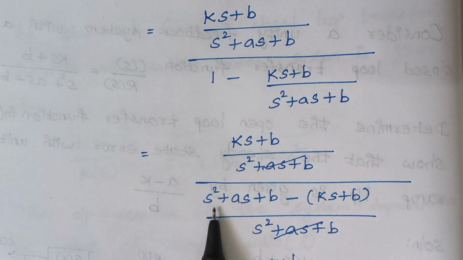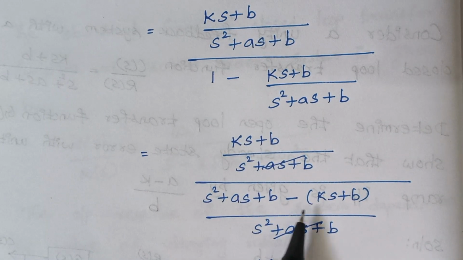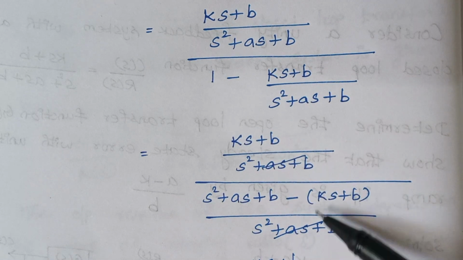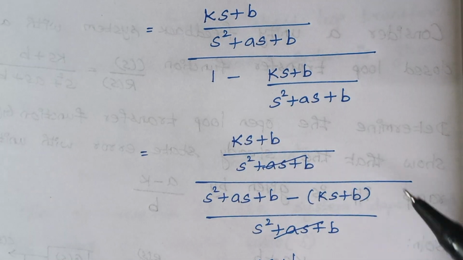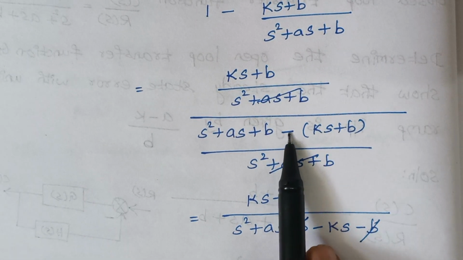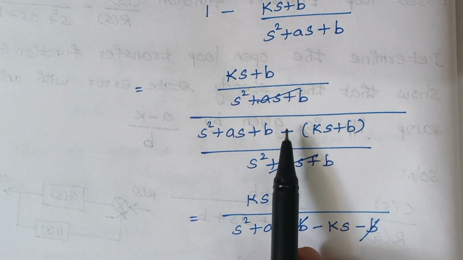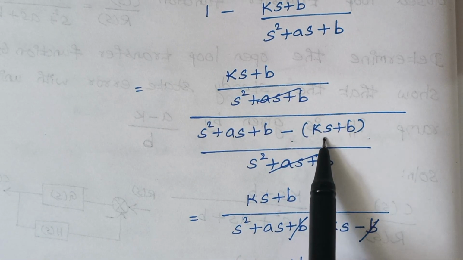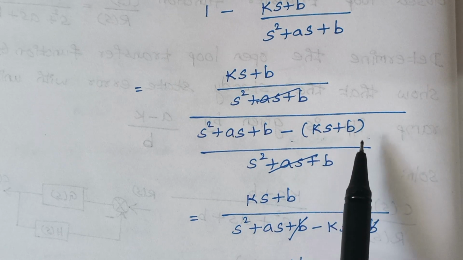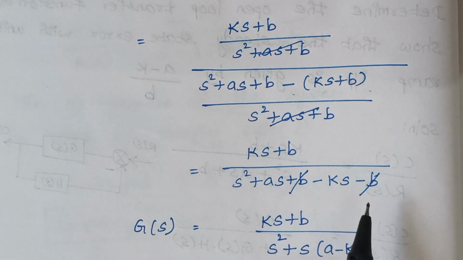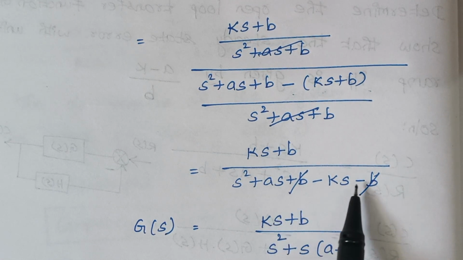So here I am having s square plus as plus b minus of ks plus b, the whole divided by s square plus as plus b, right? Here both the denominator terms are same, so they cancel each other. And the next step is I am going to move this negative sign inside the bracket. So you see s square plus as plus b, when you move this negative sign inside, this becomes minus ks minus b, right? So the next thing is we are having 1 plus b term and 1 minus b term, so they cancel each other.